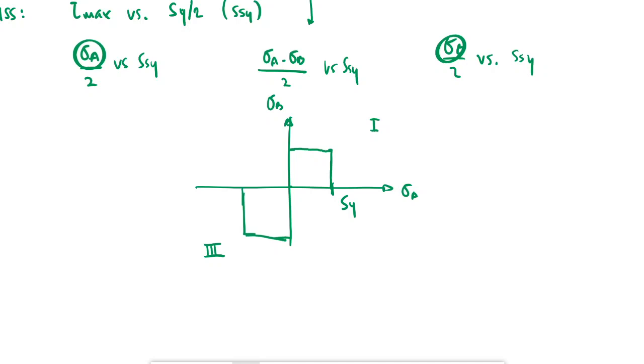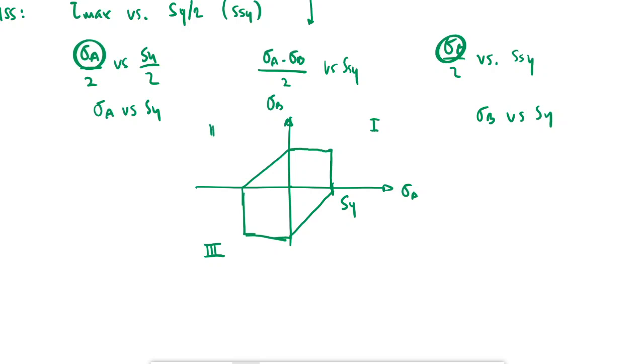If I'm comparing sigma A divided by 2 versus SSY, which we already said is SY over 2, I'm literally just comparing sigma A versus SY, okay? Same here, sigma B versus SY, right? So that's why I have an SY here. But then in the middle, where sigma A or sigma B are halfway there, one of them is positive and one of them is negative, okay?